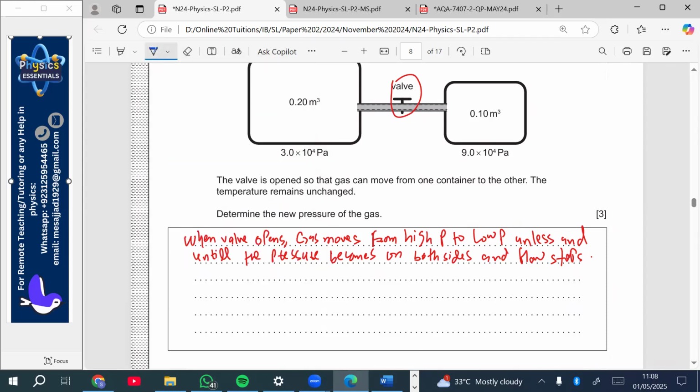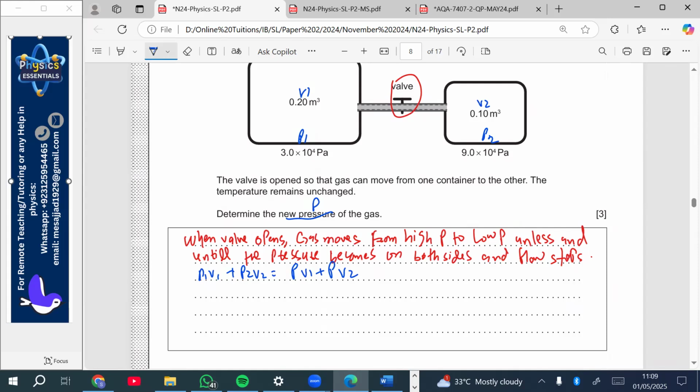And the simple equation is P1 V1. It's like this is your V1, this is your P1, this is your V2, this is your P2. All right. P1 V1 plus P2 V2 equals, when you open up the valve and there is a flow, it means the pressure now on both sides will be the same, right? So P V1 plus P V2. And you want to find P, that is the new pressure.